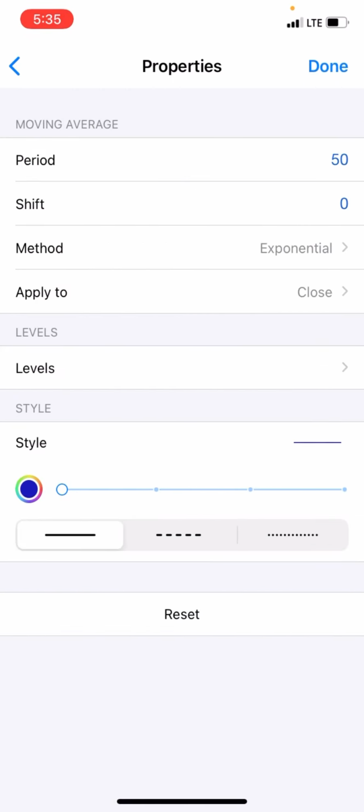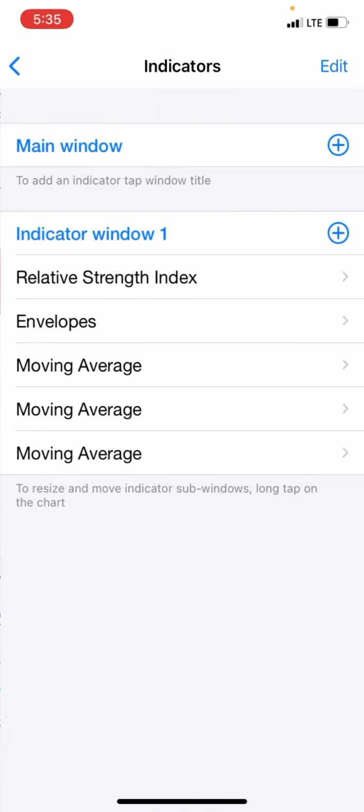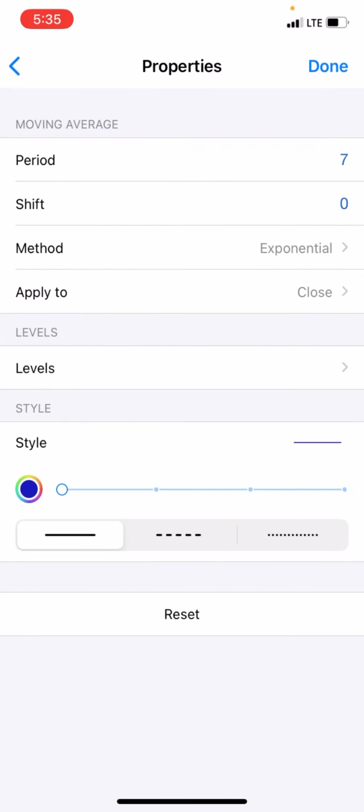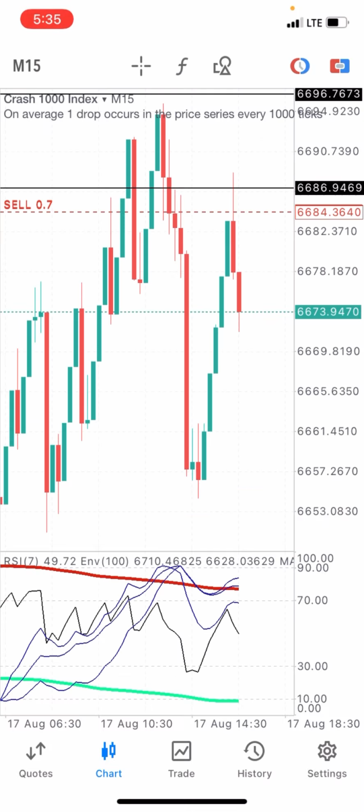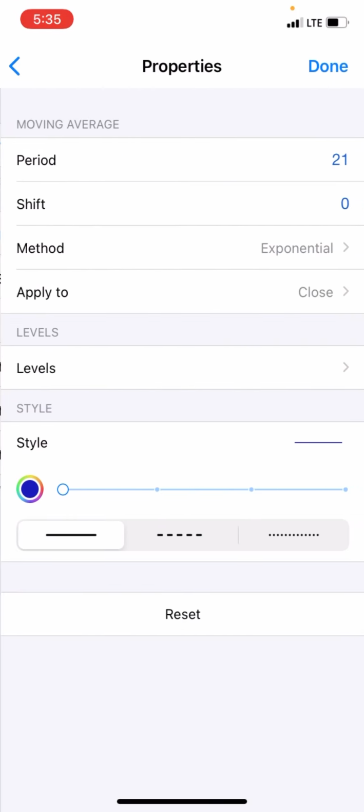Moving average period 50, shift 0, method exponential, apply to close. You don't need levels for this. You just choose any color of your choice and click done. The next one is another moving average, period 7, shift 0, method exponential again, apply to close. Click done when you're done with that. You don't need more settings. Then the last one is period 21 moving average, shift 0, method exponential, apply to close. Levels, you don't need that. Styles, you can just choose any color of your choice, and click done.